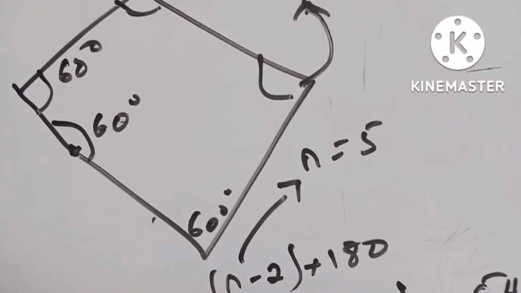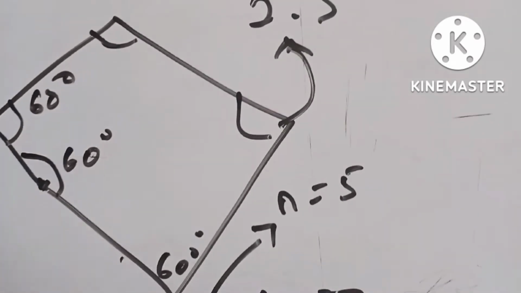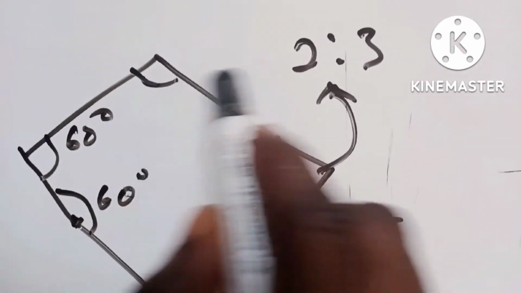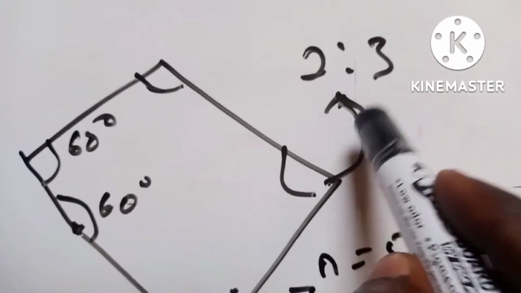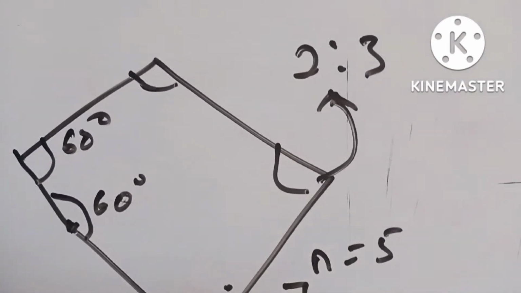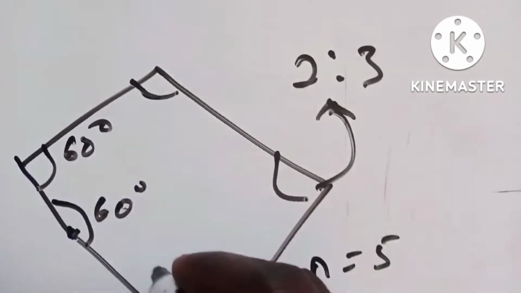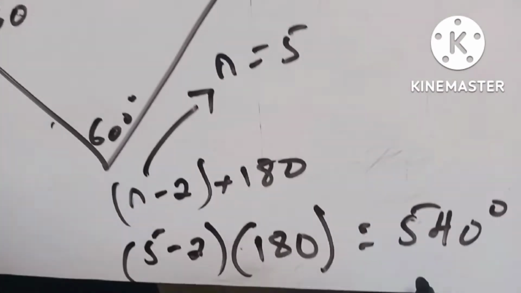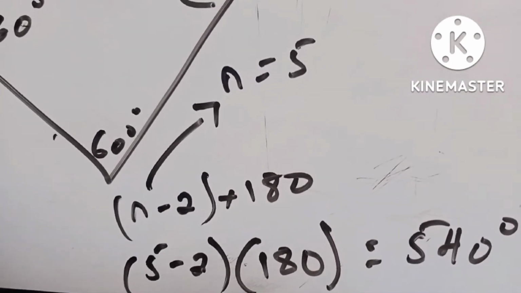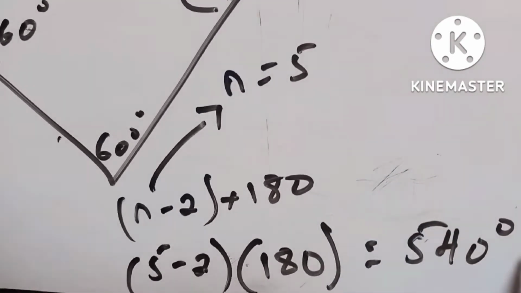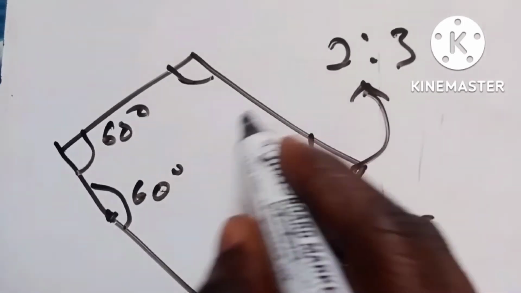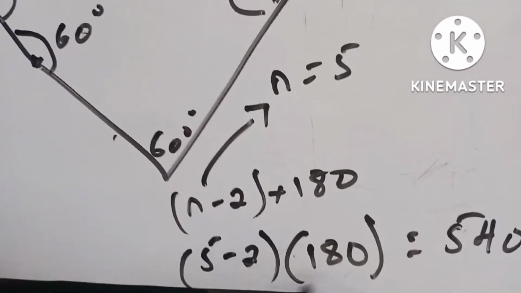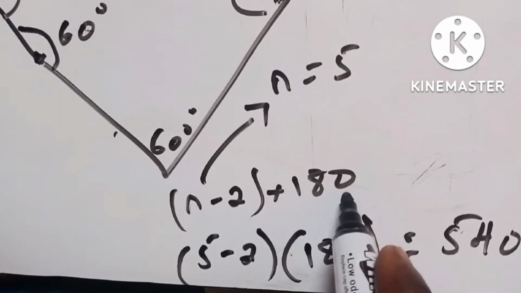Now, how do you arrive at the values of these two angles? These two are being shared in the ratio of 2 is to 3. Now let's sum everything together and equate it to 540 degrees. Why are we equating that? Because if you sum all the interior angles of a regular polygon, this is what we get based on this definition.